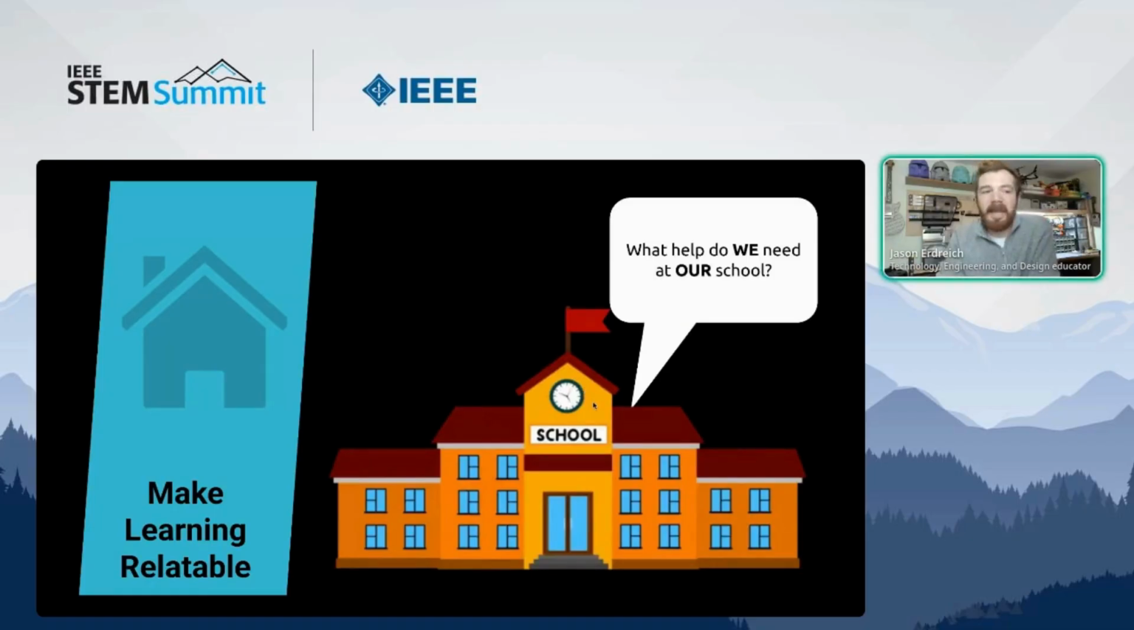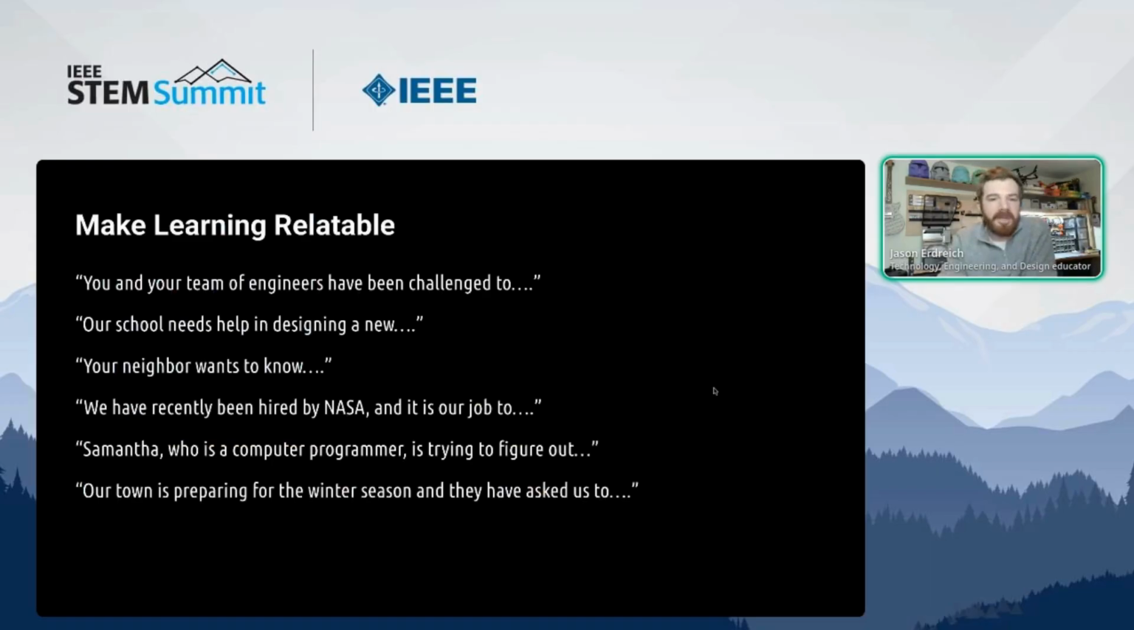Making learning relatable, well, we kind of already talked about doing that a little bit already, but it can be as simple as, how do we help our school or our community, right? Maybe they are engineers and they've been challenged to do something. So they're thinking about, ooh, I have a career. I'm an engineer. I'm a professional. And this is what engineers do. Maybe your school needs help designing something. Maybe your neighbor wants to know something. Maybe they've been hired by a big company like NASA or IEEE or something like that, and their job is to do this. Maybe they're talking to Samantha, who's a computer programmer, and she's trying to figure out how to do something. Or maybe their town's preparing for a winter season.